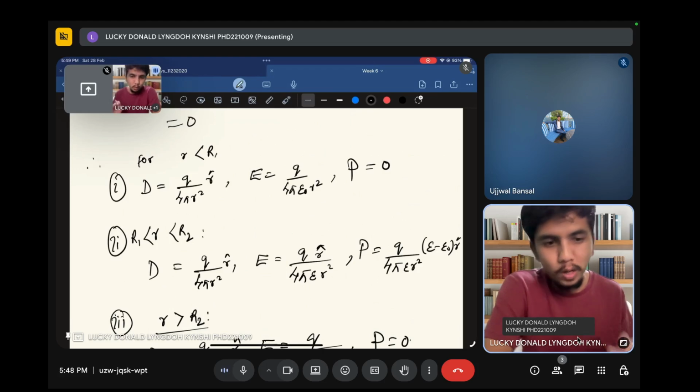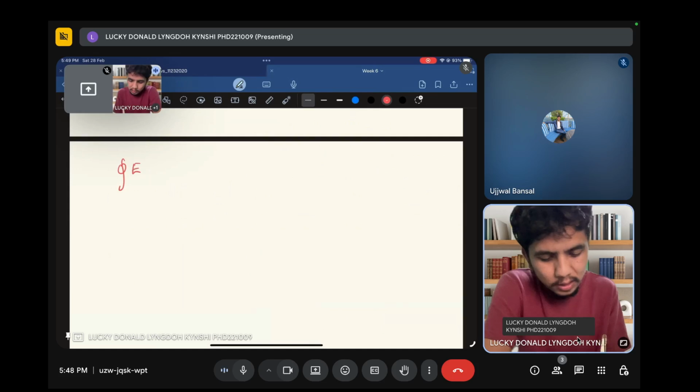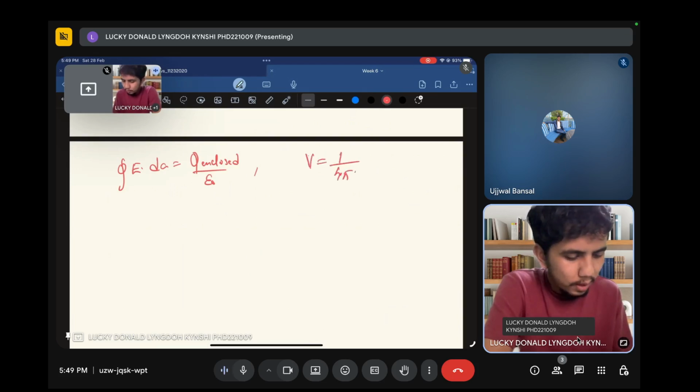Let me remind you of some important formulas. One of the important formulas is Gauss law, which is the integral of E dot dA equal to Q enclosed by epsilon naught. That is the first. Second is your potential, which is given by 1 by 4 pi epsilon naught Q by R.